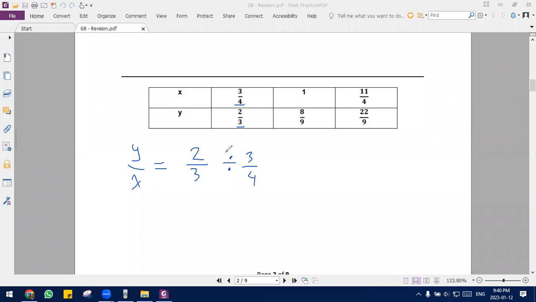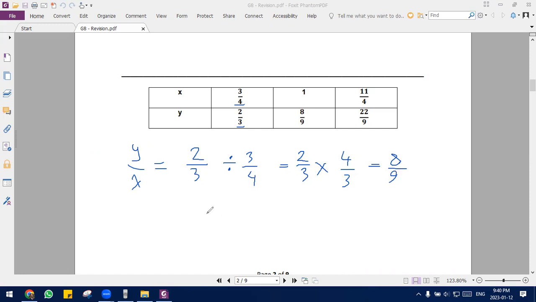Okay, now as we learned, we don't know how to do the division. So we change it to multiplication. So the first fraction, 2 over 3, will remain the same. We change division to multiplication. And then 3 over 4, we have to take the reciprocal of it. It means we should flip it. So it's 4 over 3. Then you do the multiplication. 2 times 4 is 8. 3 times 3 is 9. So 8 over 9, this is the value of k.